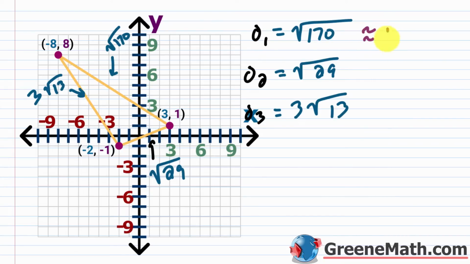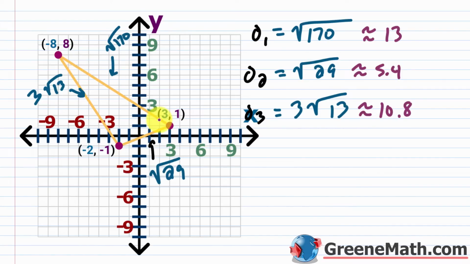So just about 13, that's me rounding to the nearest tenth. And if I do 3 times square root of 13, I get about, let's just say 10.8, just rounding to the nearest tenth. Okay, you can do this one too, even though you know this one's going to be the smallest. That one would be about 5.4 if you round to the nearest tenth. So which one is the largest? What's the square root of 170, right? You can see that visually, that this guy right here is the longest side of this triangle.